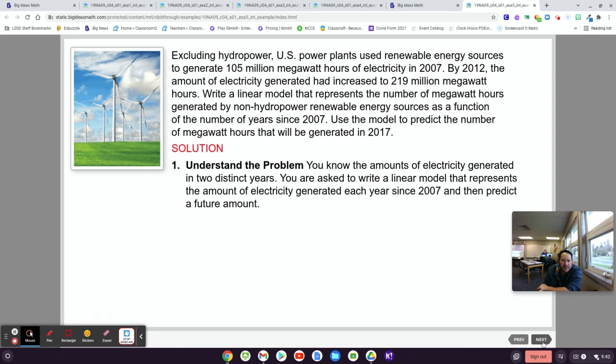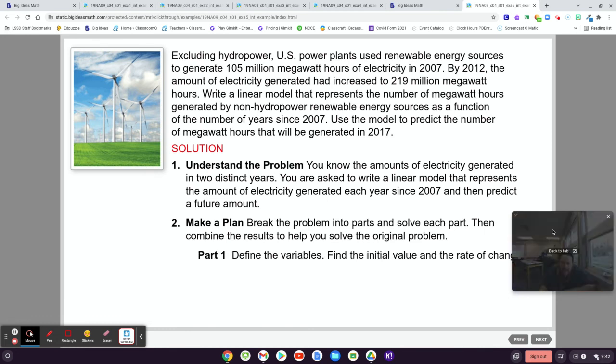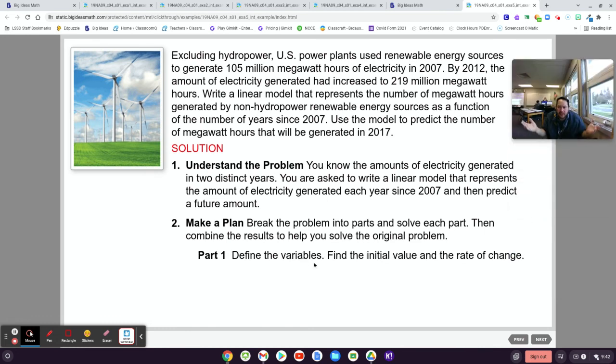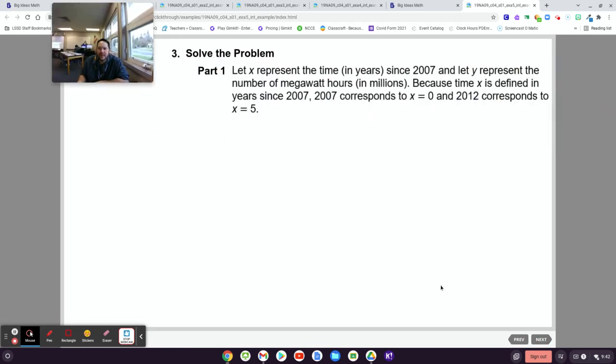Okay, well, let's walk through it. So again, anytime you're doing a word problem, make sure you understand the problem. Make sure that you have a plan to solve it. So the variables, especially if the whole assignment is on writing linear equations, is probably to find the slope and the rate of change. So here we go. Oh, that was the whole thing about how 2007 is year 0. So 2012 would be year 5. And then it went from 105 to 219 in those 5 years.